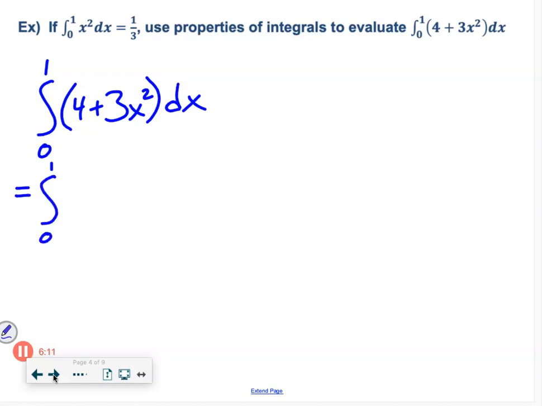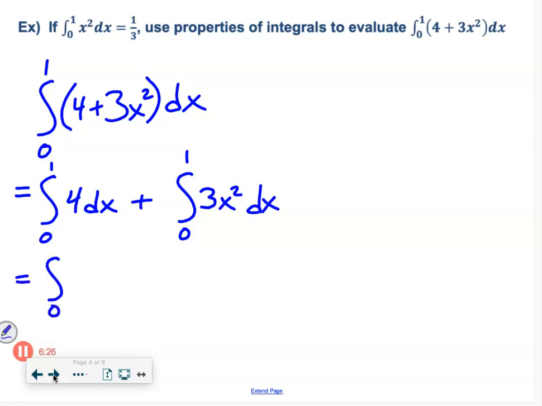You're going to break it up into the integral from 0 to 1 of 4 plus the integral from 0 to 1 of 3x squared dx. And then the last property that you would use, the constant property. So you have the integral from 0 to 1 of 4, and then this 3 could go in front.